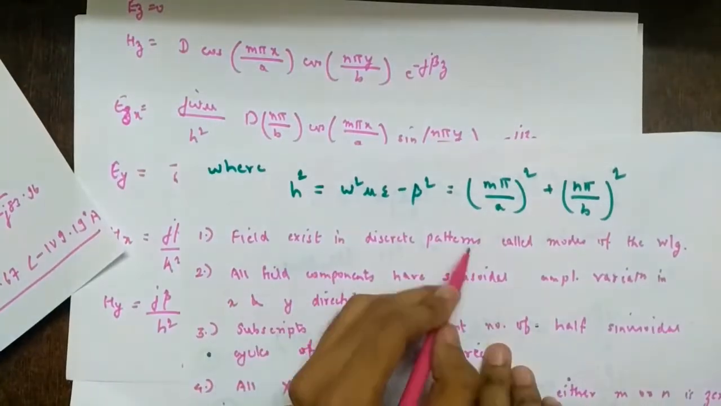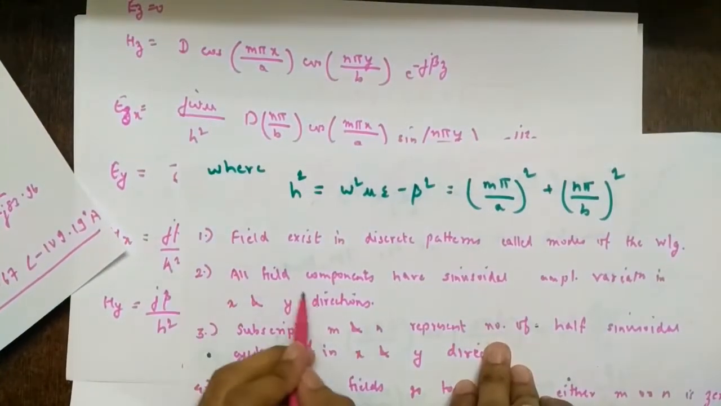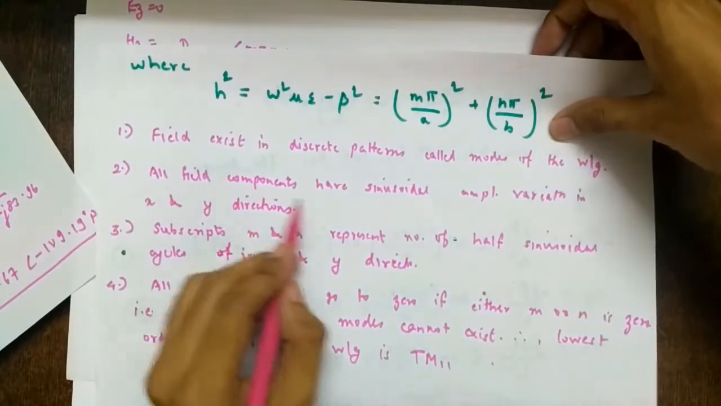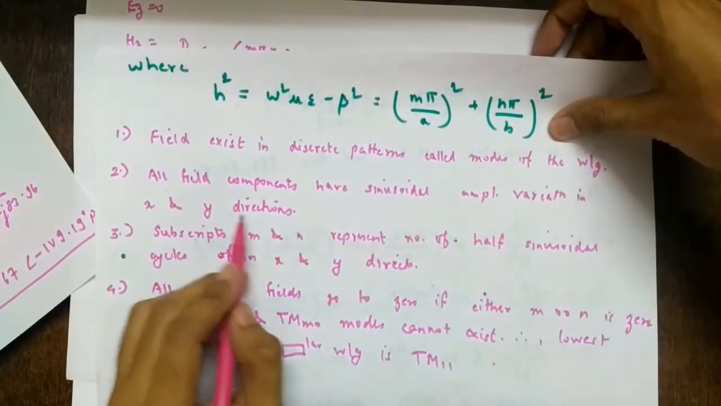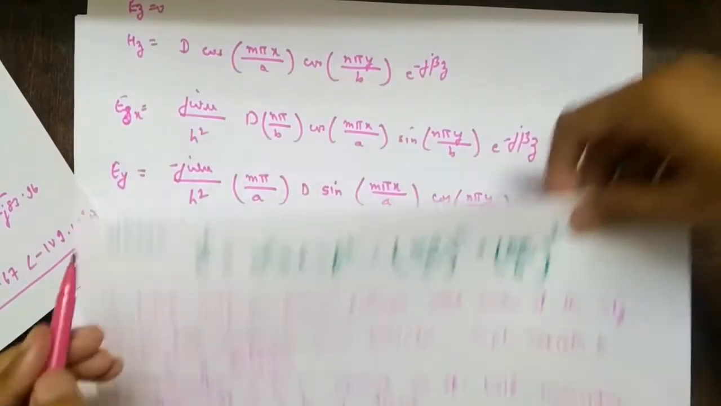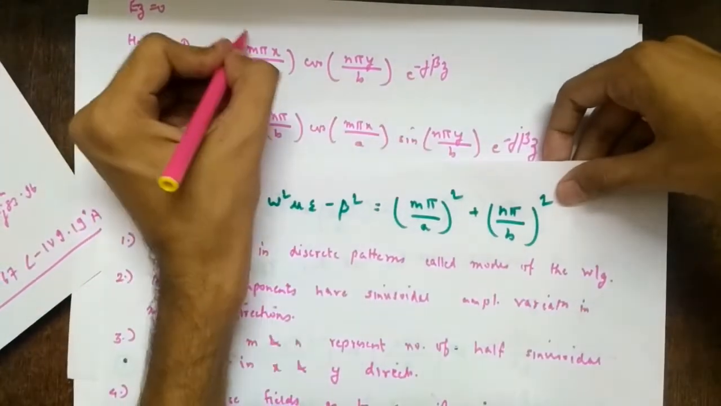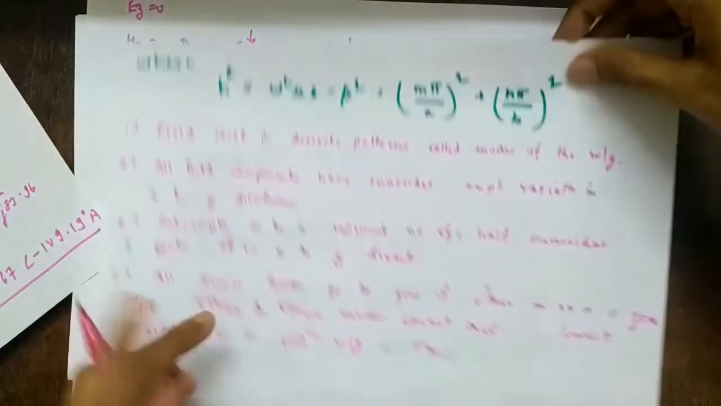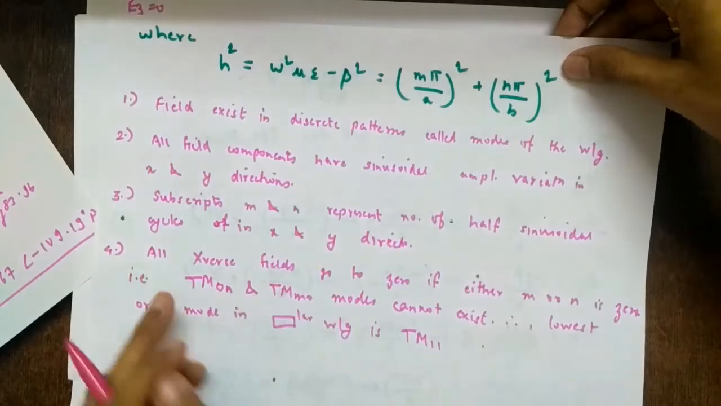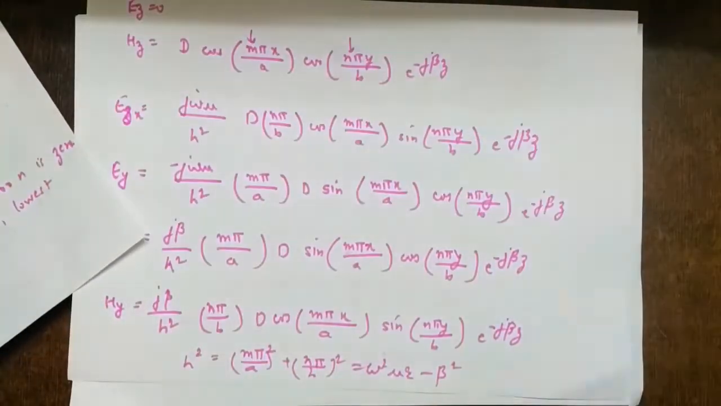So fields exist in discrete patterns called modes of the waveguide. Then again we see all the field components have sinusoidal variation, so all field components have sinusoidal amplitude variation in the x and y directions. Again, subscripts m and n, this is m, this is n, represent the number of sinusoidal cycles in the x and y directions. So the first three points are the same. Only the fourth point will differ.